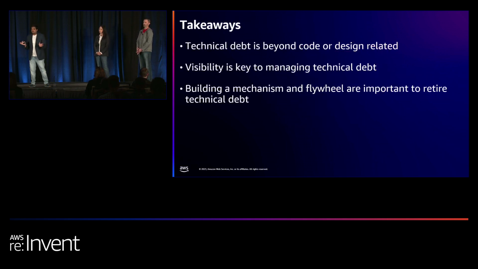So let's summarize what we discussed so far. Technical debt is beyond code refactoring or design related. And you will hear some of these examples from Anne and Justin later on as well. Without knowing what to address, you cannot really solve a problem. So having the right visibility is key. Building a continuous process for addressing technical debt is a success metric. If you don't put a continuous process in place, it accumulates over time, and then you have to address it.